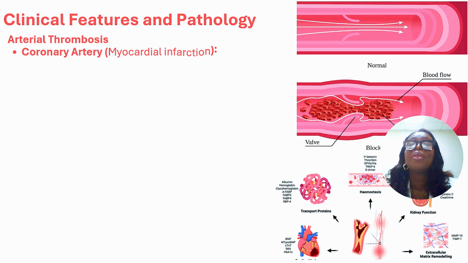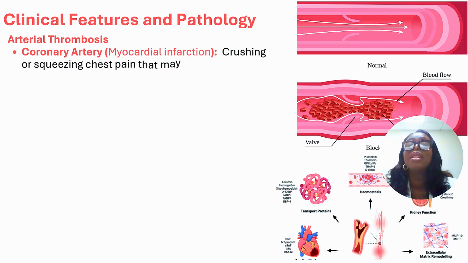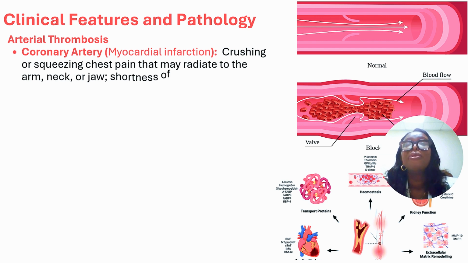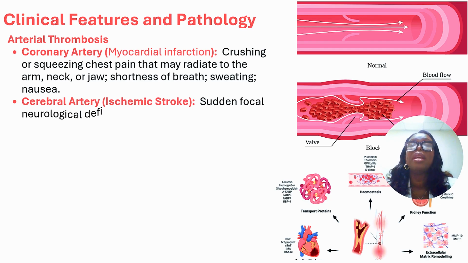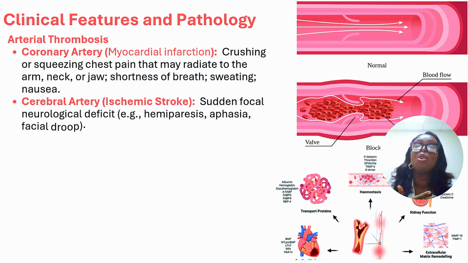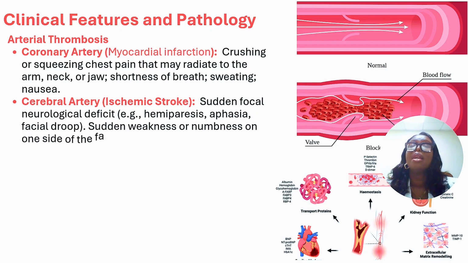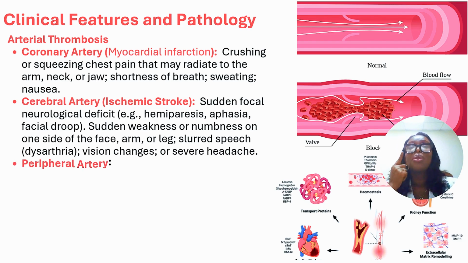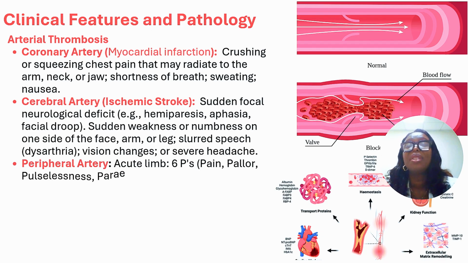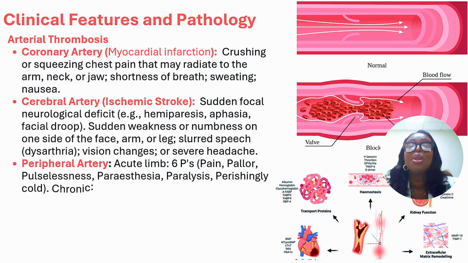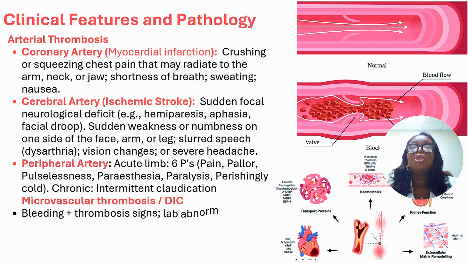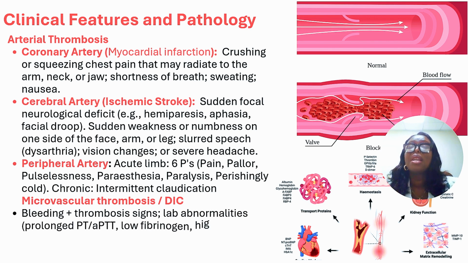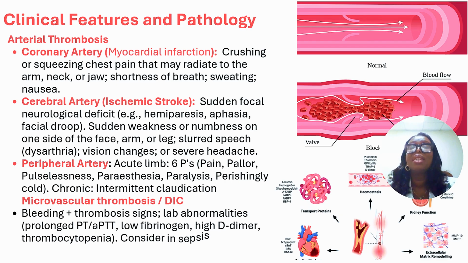Arterial thrombosis. We have like coronary artery, what we call myocardial infarction. In myocardial infarction, you have this crushing or squeezing chest pain that may radiate to the arm, neck, or jaw, shortness of breath, and sweating or nausea. And then in cerebral artery, you have like ischemic stroke. We have sudden focal neurological deficit, and then sudden weakness or numbness on one side of the face, arm, or leg, slurred speech and vision changes, and severe headache. And then you can also have peripheral artery, that is acute limb ischemia.